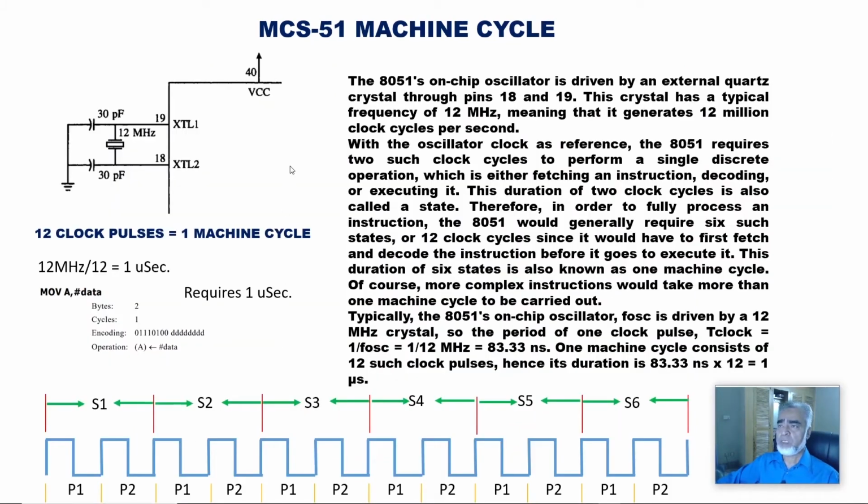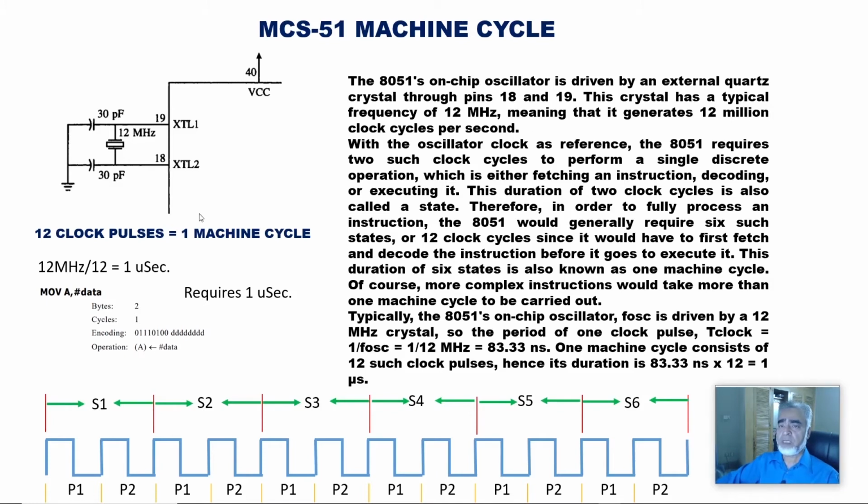Now we'll discuss the machine cycle for MCS51. To execute a single instruction, the MCS51 family requires 12 pulses or 6 states, that is state 1, state 2, state 3, state 4, state 5 and state 6. Here we can find pulse 1, pulse 2 for state 1, pulse 1 and pulse 2 for state 2, pulse 1 and pulse 2 for state 3, and similarly pulse 1 and pulse 2 for state 6. It means to fetch and execute an instruction, the MCS51 family requires 6 states and 12 pulses.